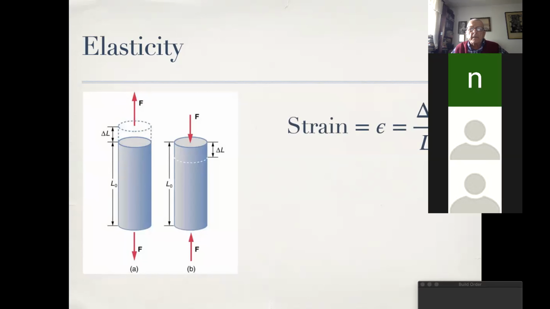And in a three-dimensional world, physicists and engineers try to use not the dimensional number delta L, because it has a dimension, but the dimensionless change of length, namely delta L divided by L0. And that kind of quantity has its own name in physics. It's called strain, and is conventionally denoted as a little epsilon.